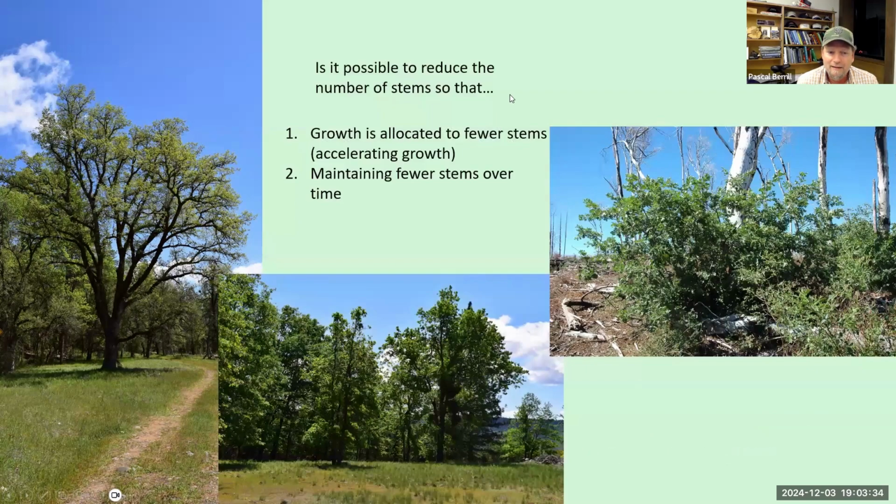So, is it possible that we could reduce the number of stems in these clumps early on and see that the growth might be allocated to fewer stems, so a thinning within the clump, and let the root system allocate that growth to fewer stems that might grow faster, have accelerated growth? This was a question we're trying to answer. And can we maintain fewer stems over time? Will it work to thin and hopefully end up with larger trees like we see in the other pictures faster?